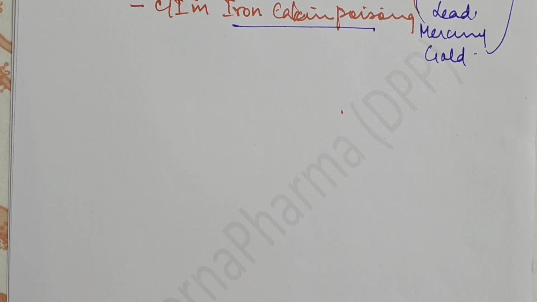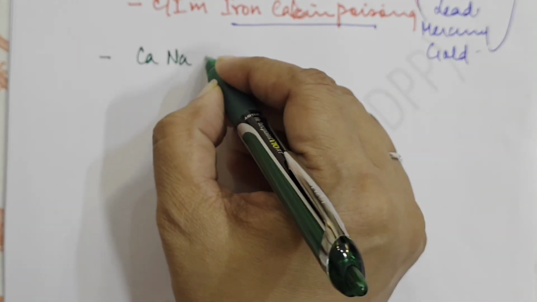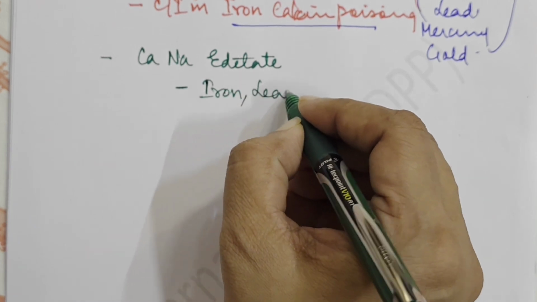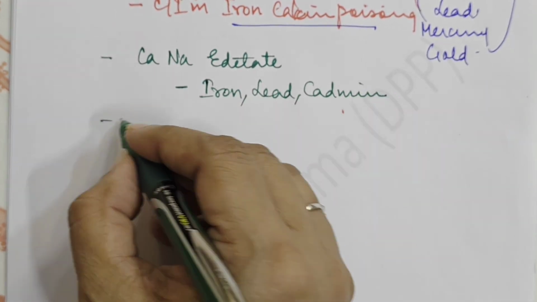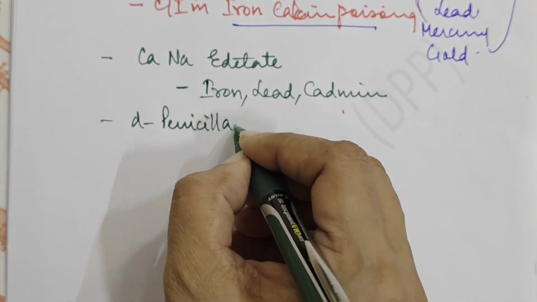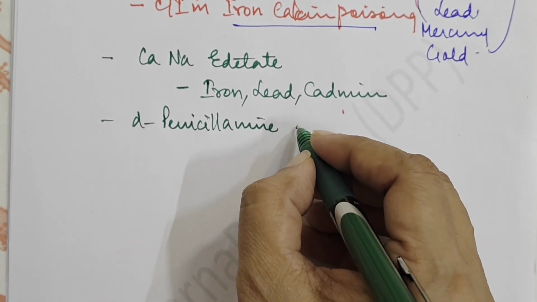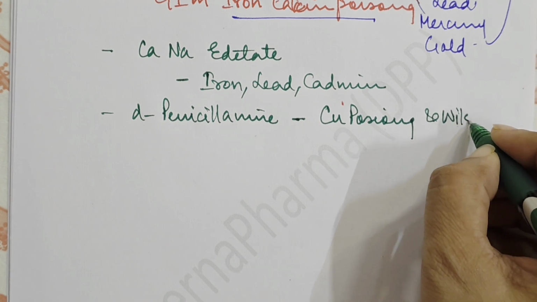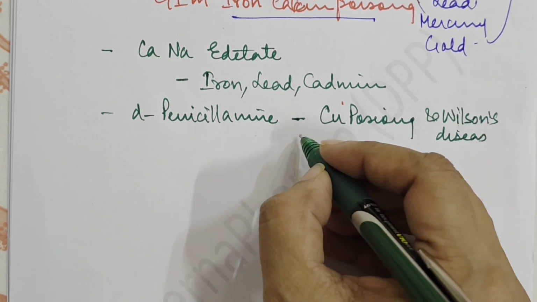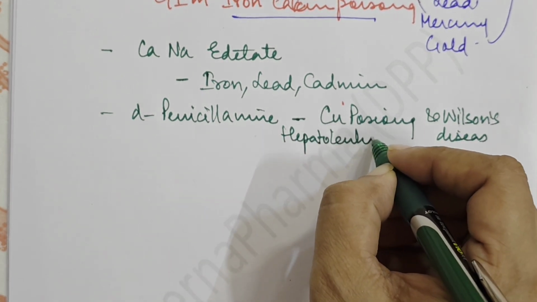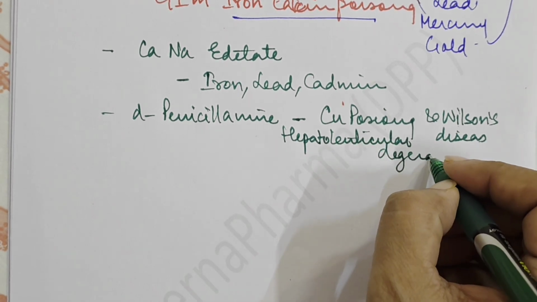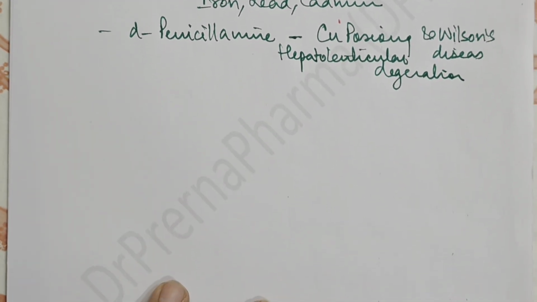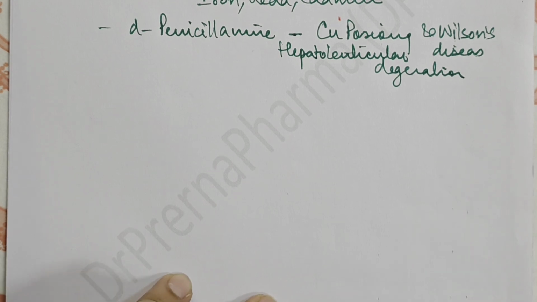Then another drug that we have is calcium sodium edetate. This can be used in iron, lead and cadmium poisonings. Then there is D-penicillamine. D-penicillamine is basically used in copper poisoning, which is also called Wilson's disease or hepatolenticular degeneration. Okay, iron we have already seen. Now let's move ahead.